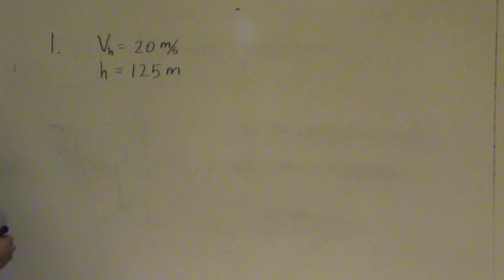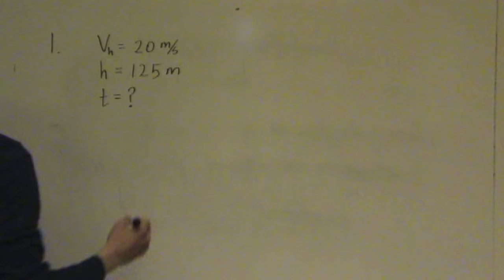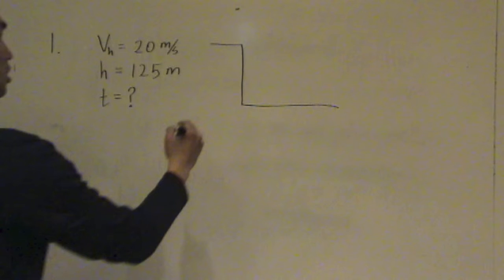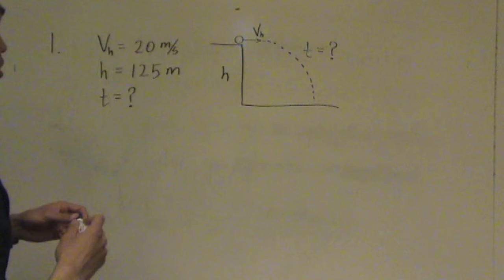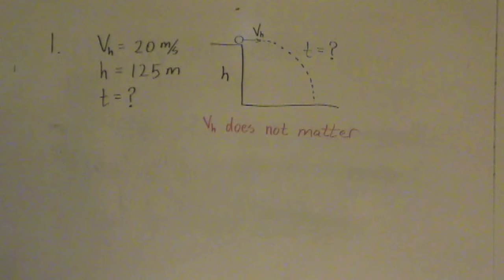Number 1. In this problem, we're given the horizontal velocity and the height of the cliff, and we're asked to find the time that the object takes to hit the ground. Okay, let's draw this first. Here's the cliff, and the horizontal velocity and the height are drawn like this. The projectile is going to look something like that, and we're asked to find the time.